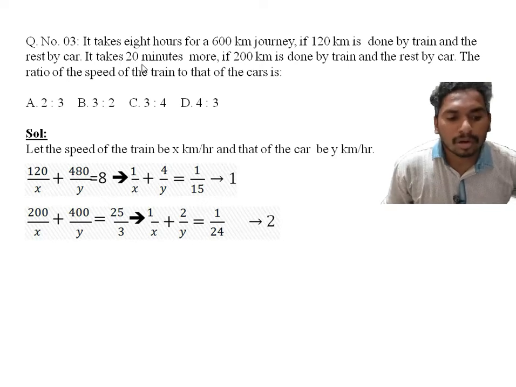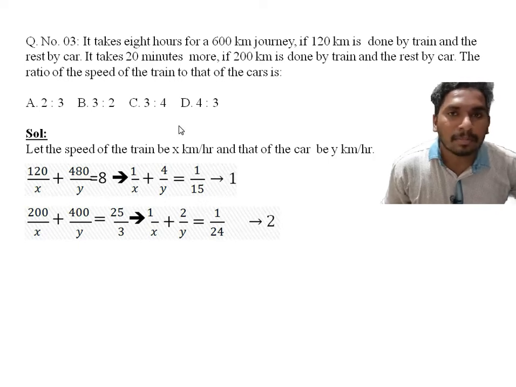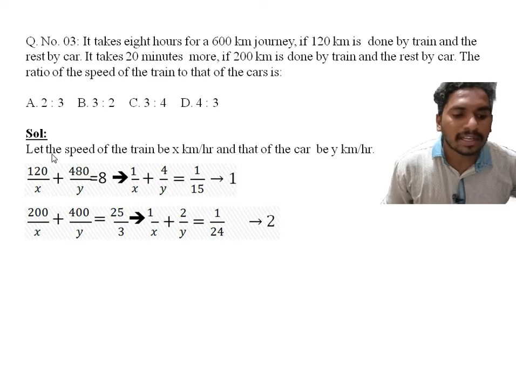Whatever is the time taken in the first case, that is 8 hours, plus 20 minutes in hours. If you convert that, 20 by 60, that is 1 by 3. 8 plus 1 by 3 will be 25 by 3. Like that we'll be getting two expressions. This is the first expression and this is the second one.